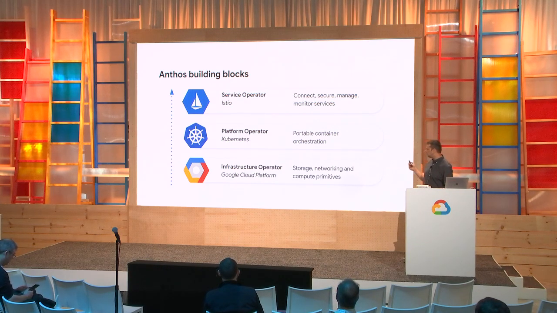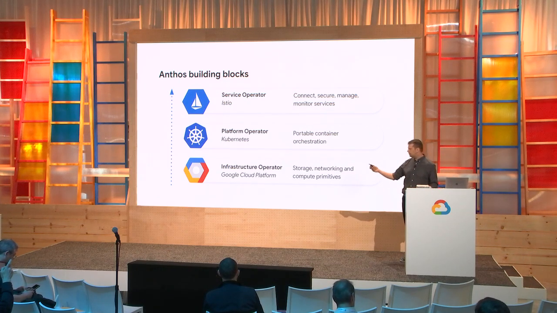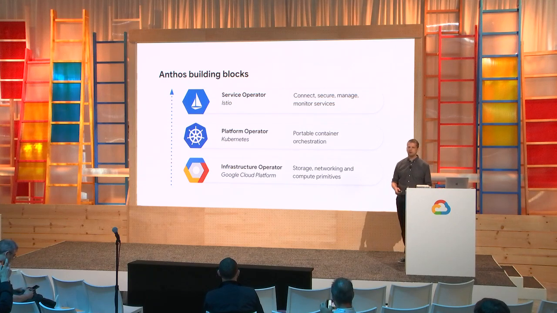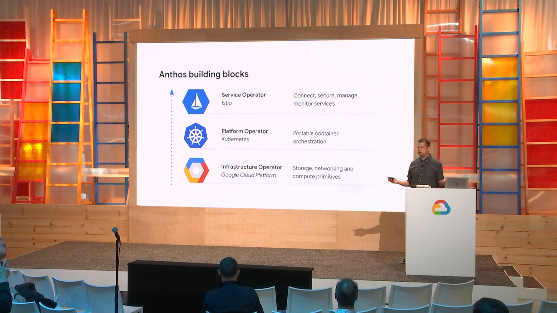And so it starts kind of at the bottom with the infrastructure operator. So I've got kind of that role here as somebody working on Google Cloud, but that could be infrastructure that's in any kind of environment, right? It could be another cloud, could be on-prem. And so that's stuff like storage and networking, VMs, and other kind of primitive building blocks of infrastructure. And that's the foundation of Anthos.